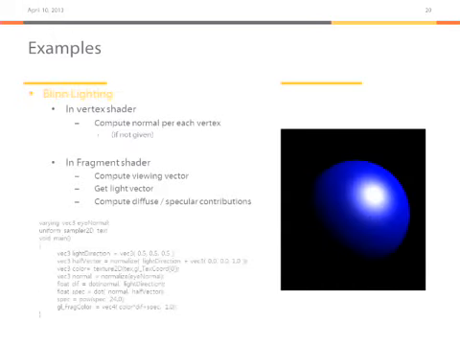And for example, computing per pixel lighting, here we need to modify both the vertex shader and the fragment shader. First, we need to compute the normal for each vertex if they are not already given from the application. And then in the fragment shader, we compute the viewing vector for each pixel, then get the light vector, and compute the diffuse and specular contributions according to the Blinn equation.